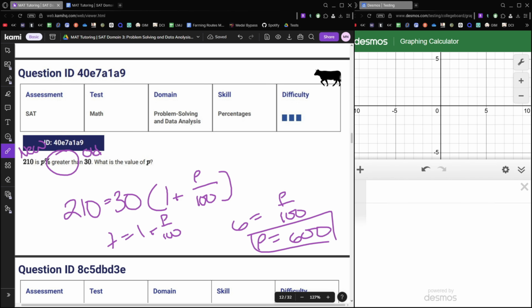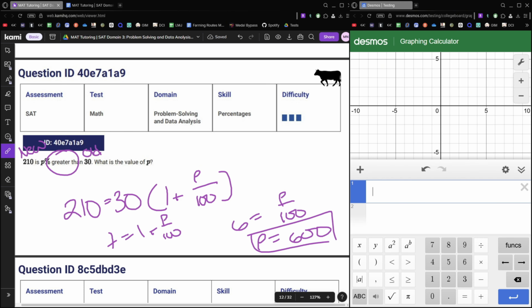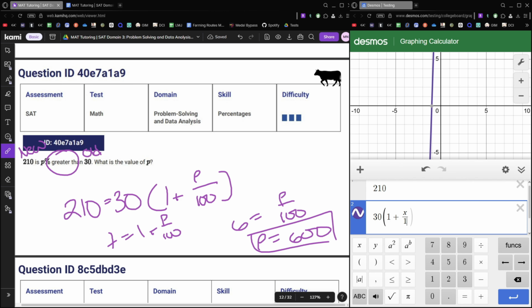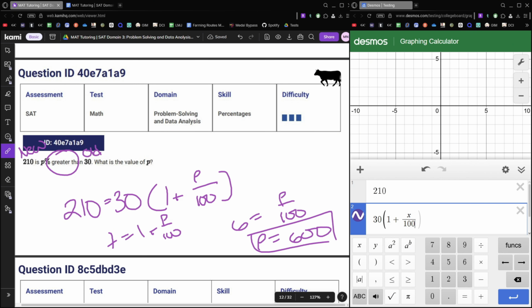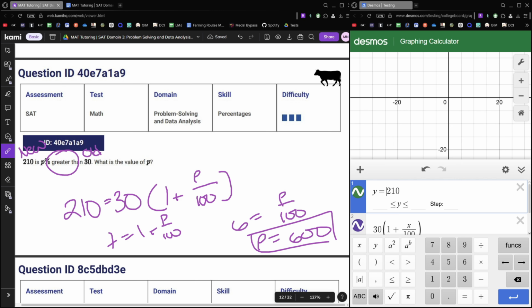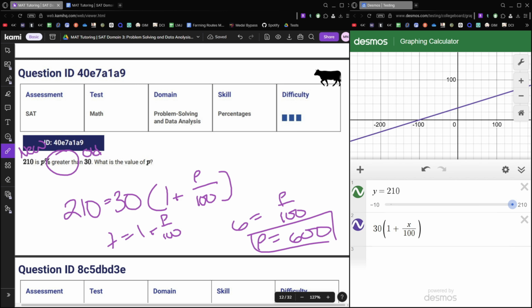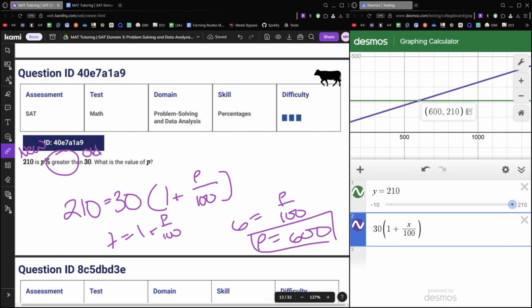Or you could also put it in Desmos, which is obviously my preferred method, even though I just did that way faster, honestly. Instead of putting a p, you can just put an x. And I forgot, you can't put a number by itself, you have to put y equals. And now we just find a point where these two lines intersect. And would you guess it? It's at x equals 600. Once again, our answer is 600.